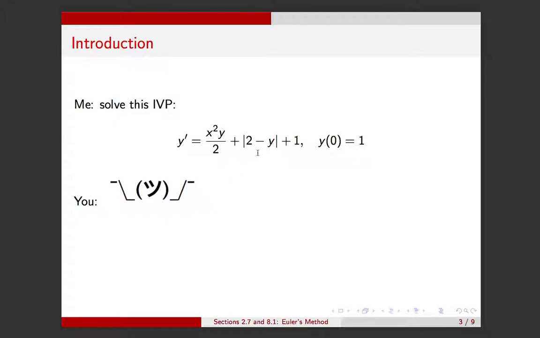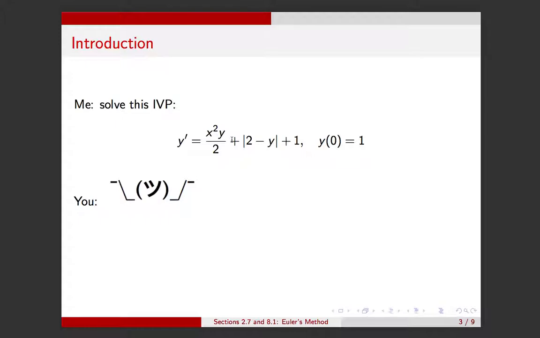There's an absolute value in there. X's and y's are kind of mixed together. This equation is not separable. It's not first order linear. There's no box you can put this equation in that we have dealt with so far. So you should shrug at me and say, I don't know, that's a bad question.